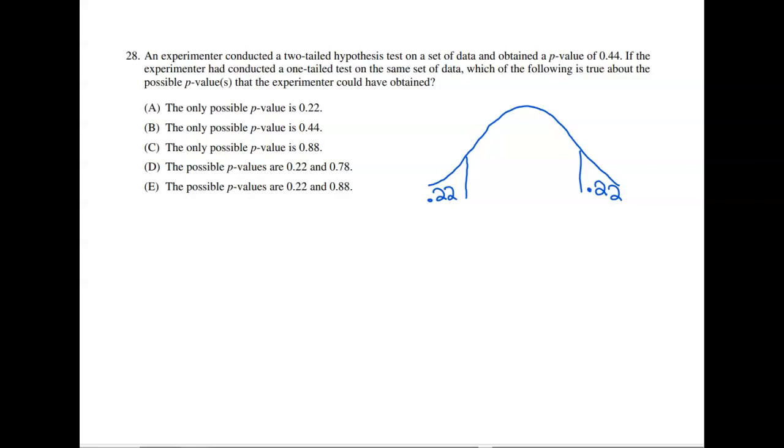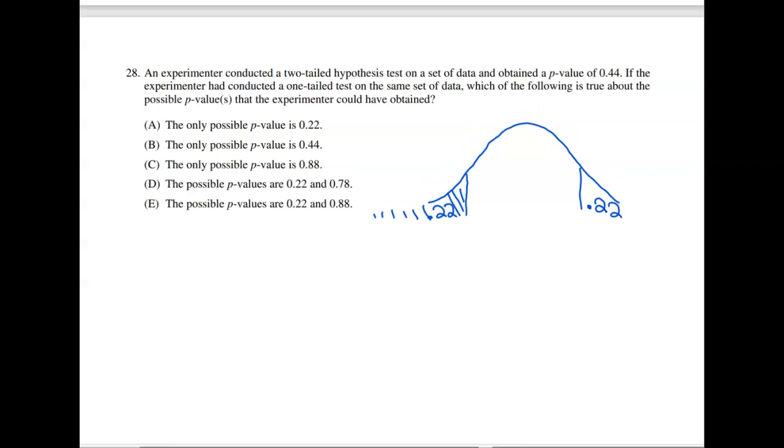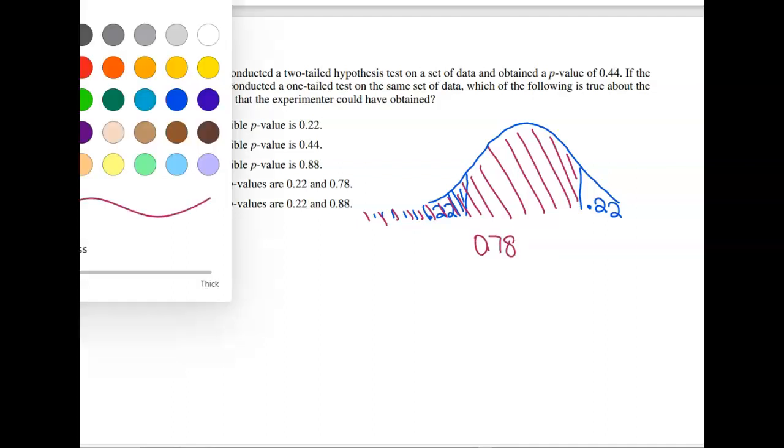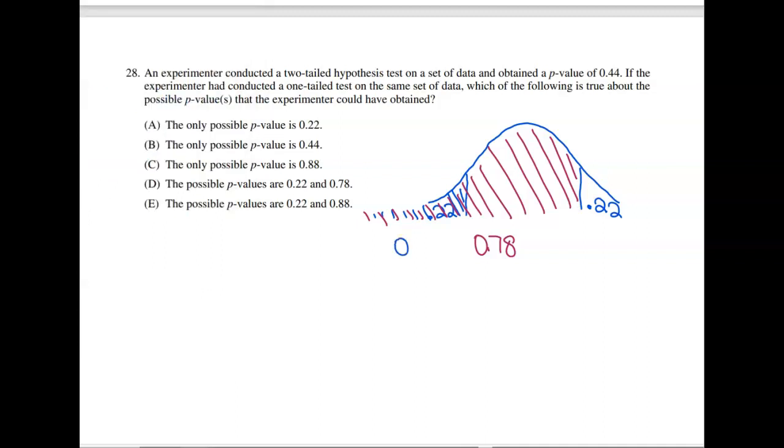And so if our alternative was that it's going to be less than, then we would just be looking at one side, which means we could have an area of 0.22, or our less than could be from our positive critical value, which would be this whole area over here, which is where we get the 0.78. So it could be either 0.22 or 0.78.